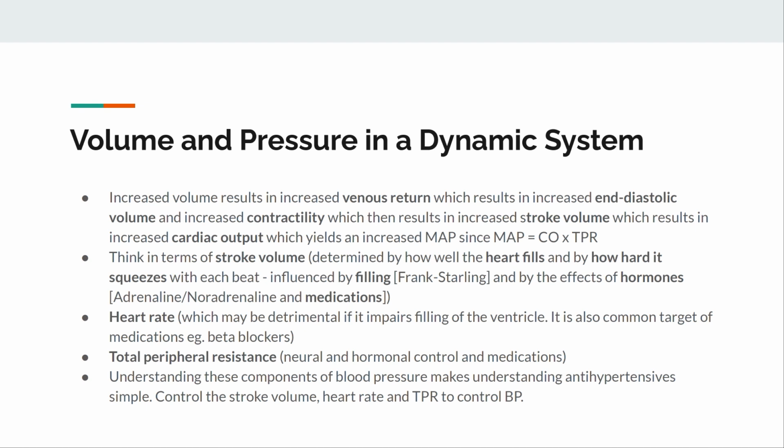So you need to break it up in terms of stroke volume, which depends on how much fluid is in the heart and how hard the heart's squeezing on that fluid, which is both the Frank-Starling effect and the effect of hormones like adrenaline and noradrenaline and positive inotropic medications like digoxin, then the heart rate, and then the total peripheral resistance. And if you tie all these things together, you can understand how blood pressure pharmacology works. We have drugs that control the heart rate, the peripheral resistance, and also the stroke volume indirectly in terms of diuretics and ACE inhibitors preventing the release of aldosterone.